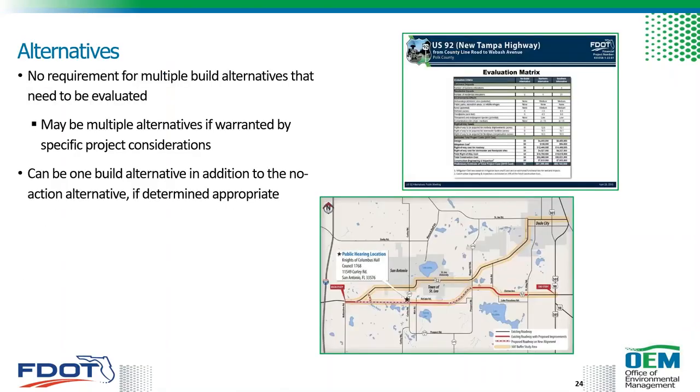Now, for SEERs, there's no requirement to evaluate multiple build alternatives. It's going to depend on the project-specific considerations. So it is possible to only have one build alternative in addition to the no action.